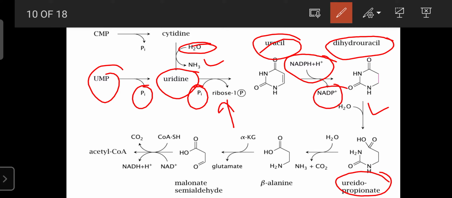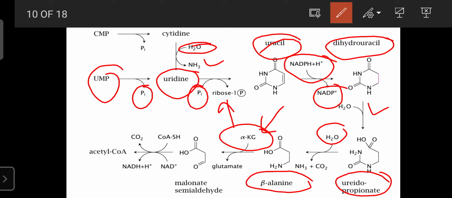Then with the addition of one mole of water, the ureidopropionate is converted into beta alanine, in the presence of alpha ketoglutarate, which is the intermediate compound for the transamination reactions. That is, alpha ketoglutarate is also required here. That is the catabolism of the pyrimidine bases.